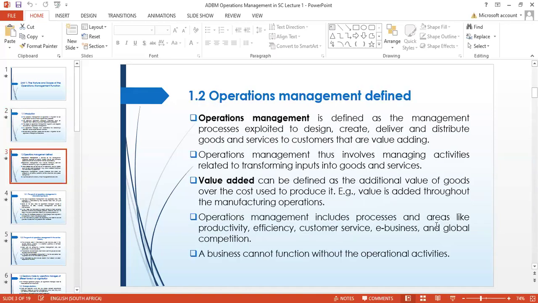Right, so let's define operations management. What is it? It's the management processes exploited to design, create, deliver, and distribute goods and services. These goods and services are distributed to customers, and they are going to add value to these customers. Businesses are not just delivering goods and services. They are going to deliver goods and services that will add value.